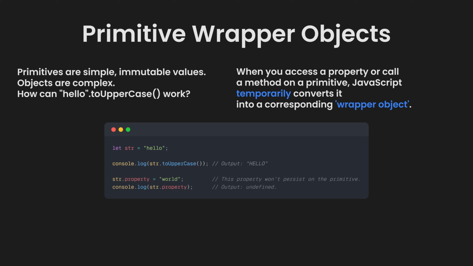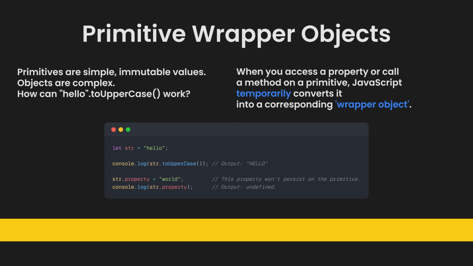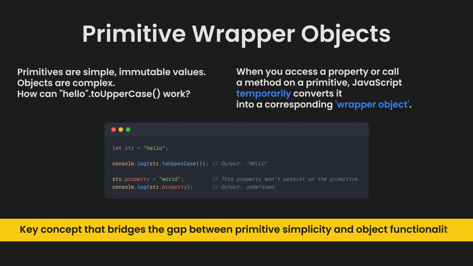You can see its temporary nature here. If we try to assign a property directly to a primitive like myString.property = value, it won't persist. But calling myString.toUpperCase() works perfectly. This is a key concept that bridges the gap between primitive simplicity and object functionality.